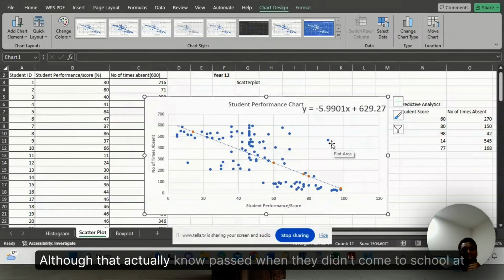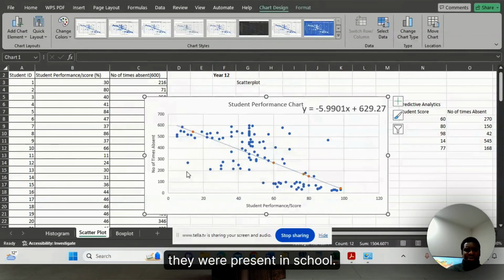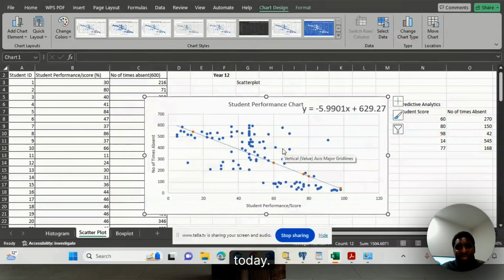But the ones that passed when they didn't come to school at all or came only a few times, and the ones that failed when they were present in school a lot, have to retake the exam. I also want to believe that you understand all we've done today.